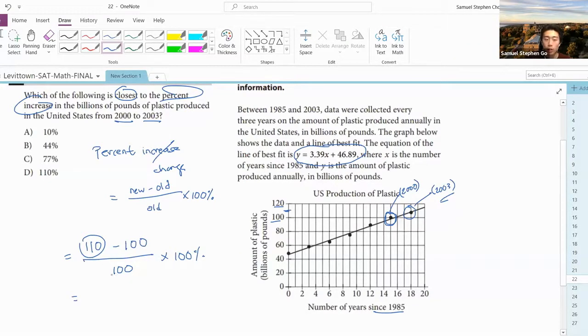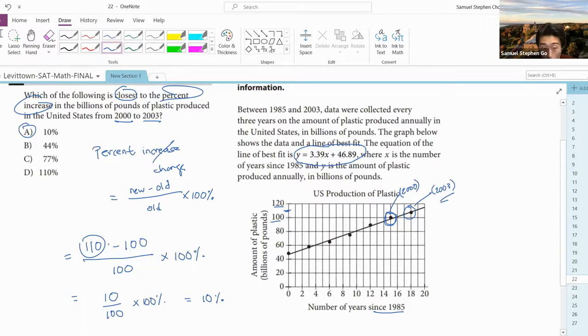But even then, when you do the math here, 110 minus 100 divided by 100. So what we see here is about a 10% increase. We can do that. 10 over 100 is 0.1 times 100% will give us about a 10% increase. So that gives us answer A here.